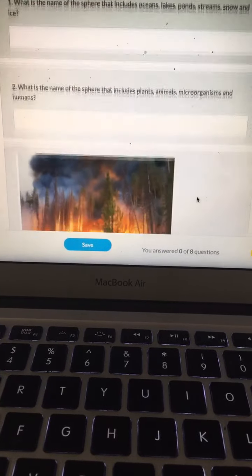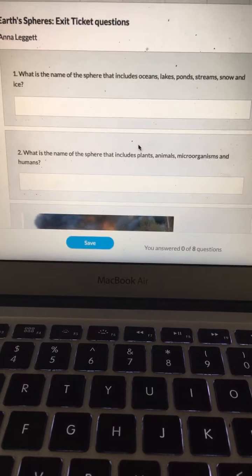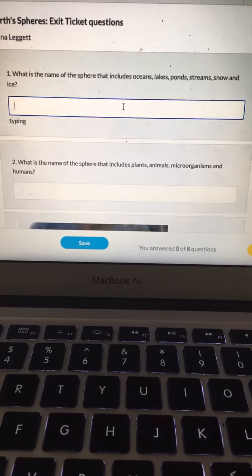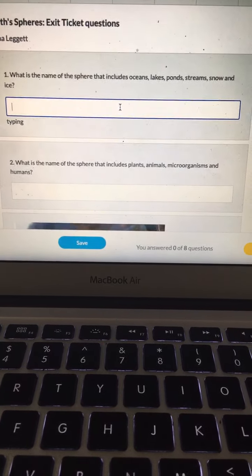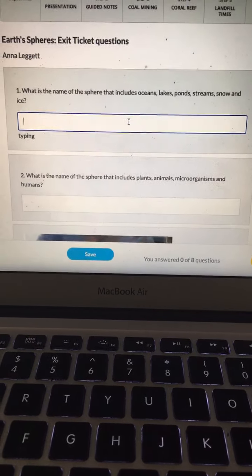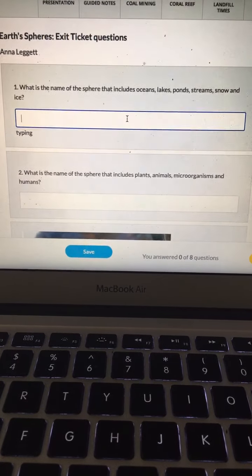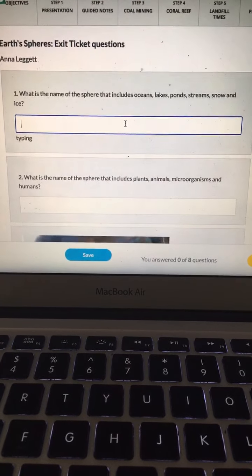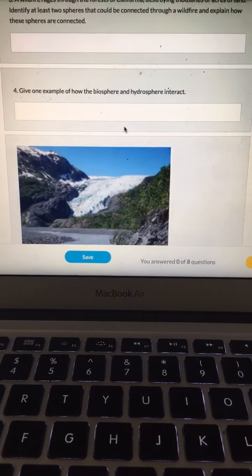They're like those episode questions where you just type in an answer. There's a question. So on the first one, what is the name of the sphere that includes oceans, lakes, ponds, streams, snow, and ice? And if you're not sure, go back to the solve or look in your vocabulary in your notebook because you should know the answer to that one. And there's about eight little questions.